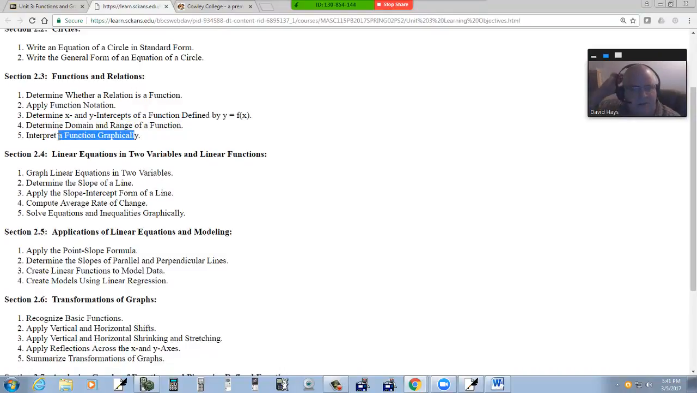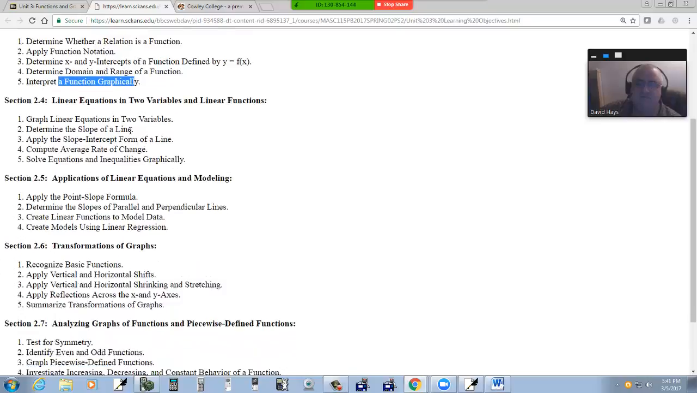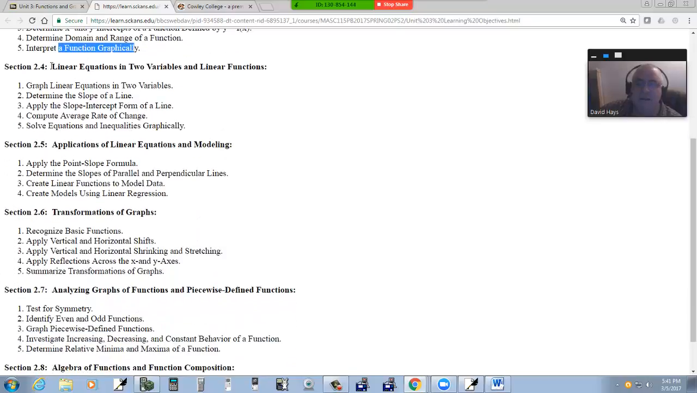Interpret a function graphically. That's just where you kind of look at it and you see what your domain, range, and x and y intercepts are equal to. Now section 2.4. Linear equations in two variables and linear functions. And I'm going to combine this with section 2.5, so the next topics I'll talk about will deal with those.